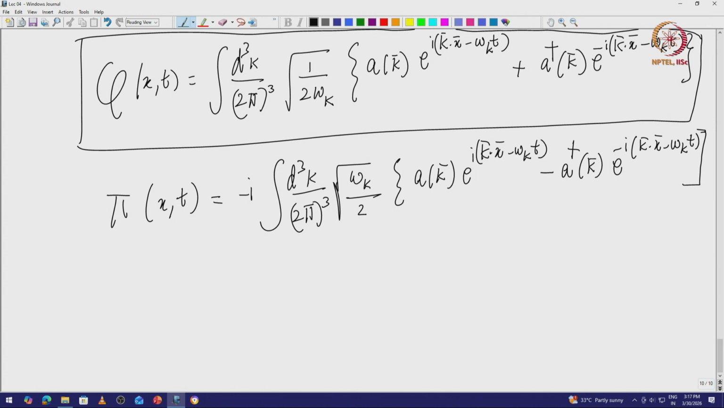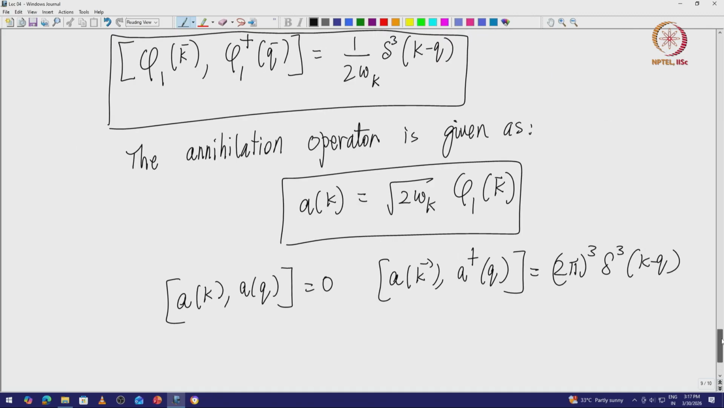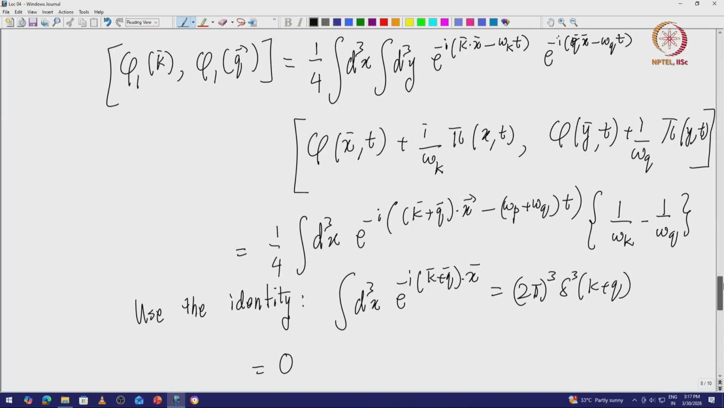Okay. So, both the field and its conjugate momentum are expressed in terms of the creation operator, which is a dagger, and the annihilation operator a. And this is the first step for the canonical quantization. So, to see the consequences, we will see in the next lecture.